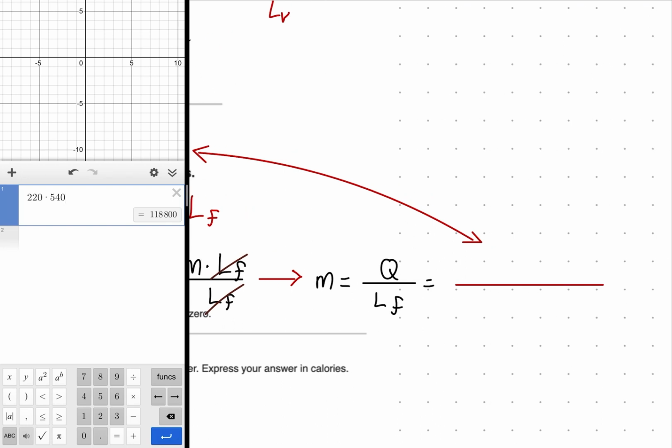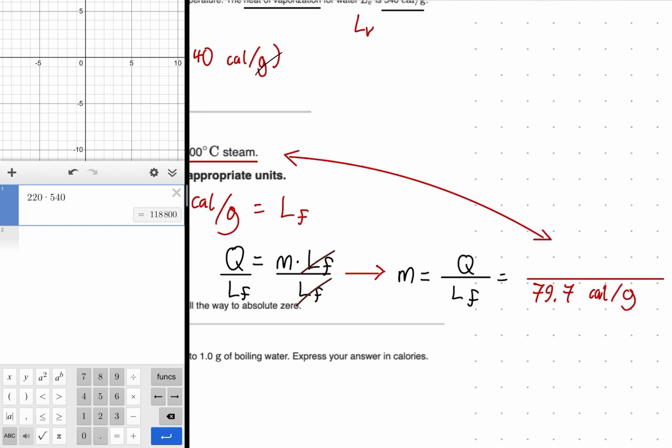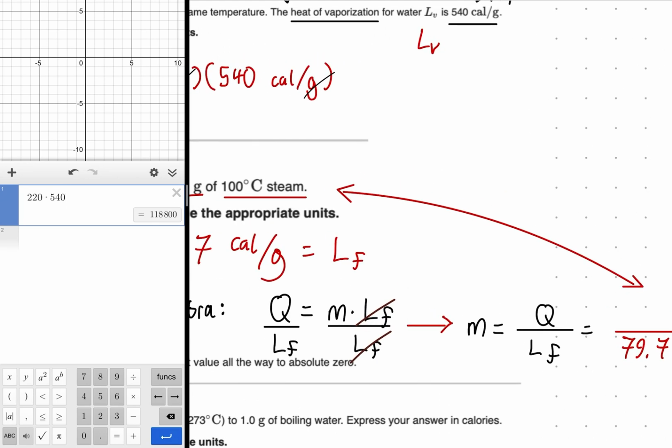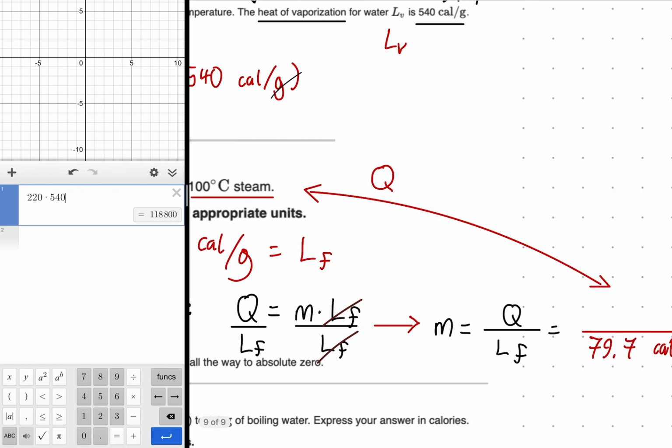But what I do want to point out is that in the denominator, we're going to have that value, the 79.7 calories per gram. And up top, we're just going to have calories, okay? And where do we get the calories from? Well, it's going to be the Q that's released from 90 grams of steam condensing. Because I said it has to absorb energy to go from water to steam, but when steam condenses, it releases that energy. But it releases the energy with that same latent heat term, the bigger one, the L sub V. So it's just going to be M times LV.